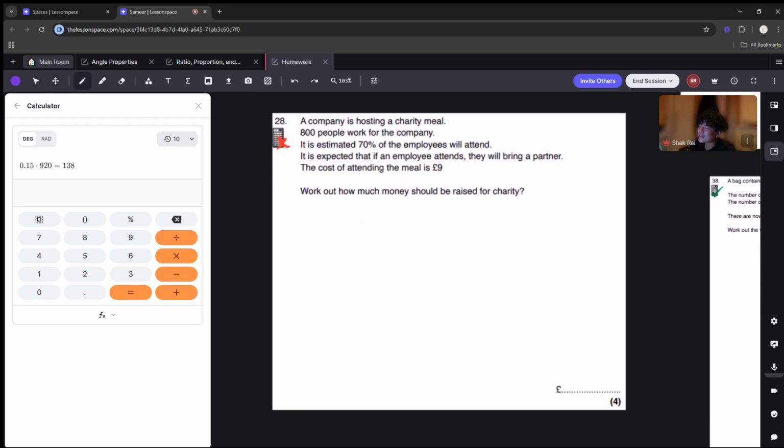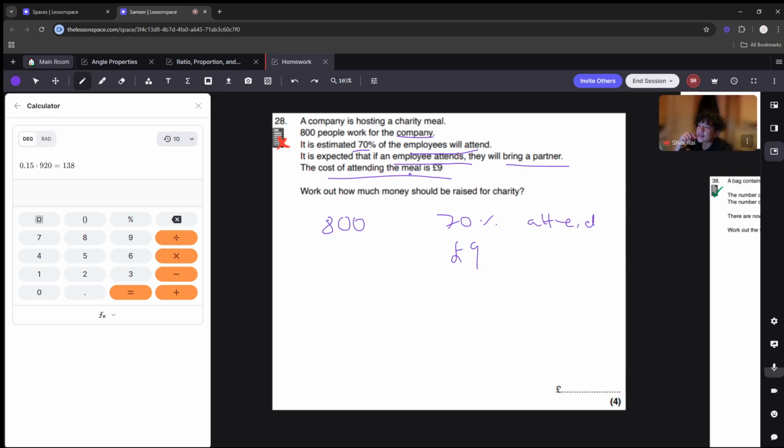That's my excuse. So a company is hosting a charity meal. 800 people work for the company. It is estimated that 70% of the employees will attend. So it's 800 people, I'll write things as we go down, and 70% will attend. If an employee attends, they will bring a partner. The cost of attending the meal is £9. So work out how much money should be raised for charity.